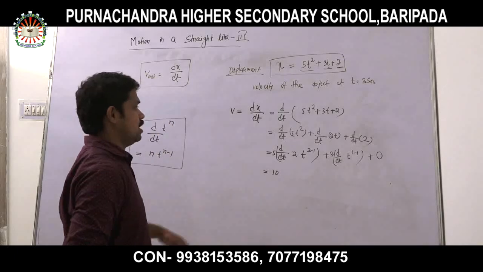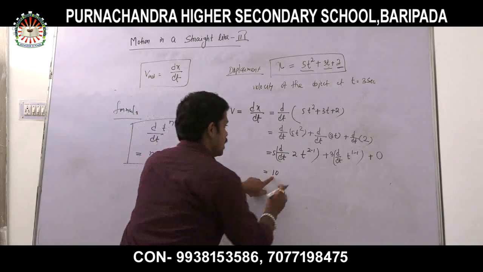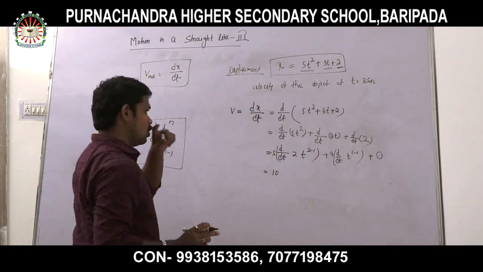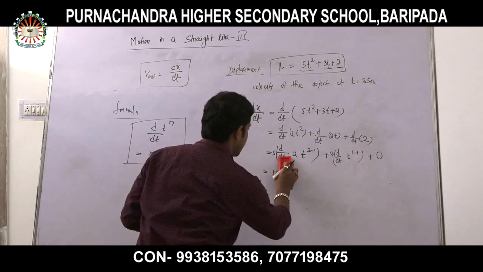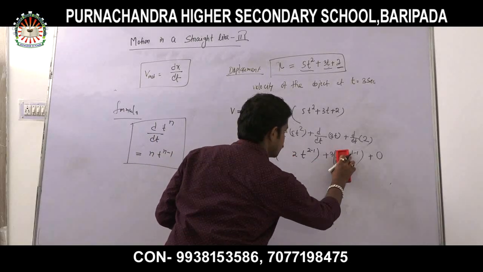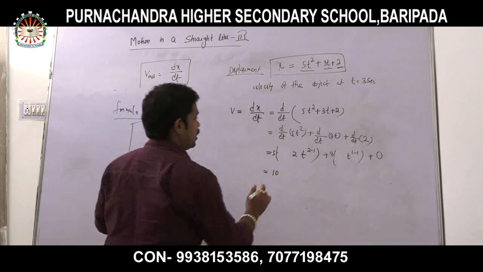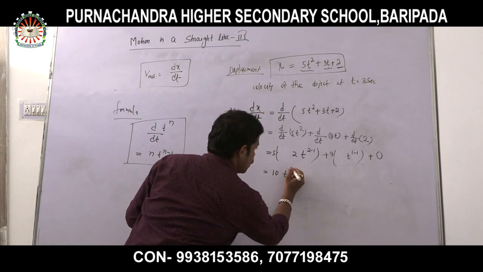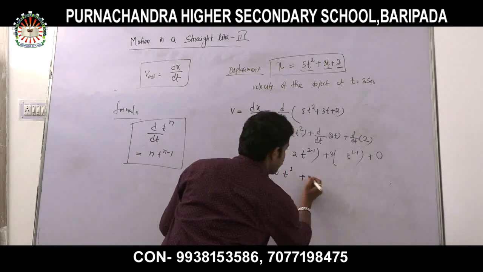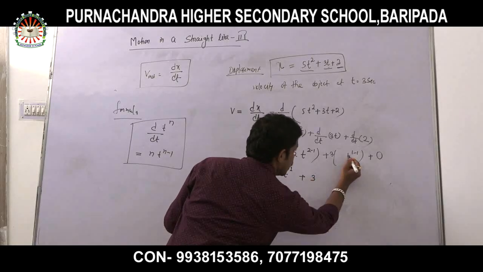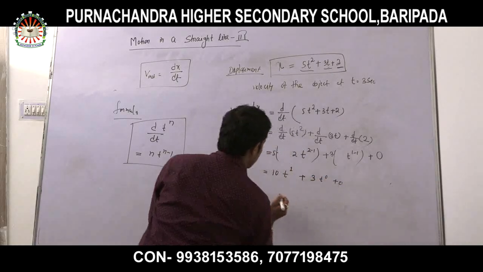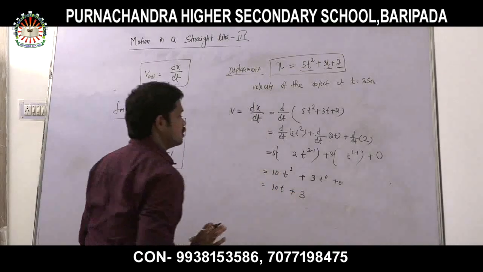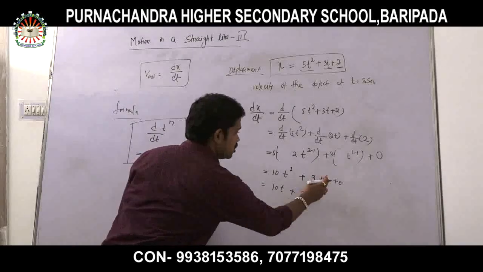So what is the value? 5 into 2 is your 10, and this is your t to the power 2 minus 1. Clear? So now the derivative we have already found out. Clear? So 10 t to the power 2 minus 1 means 10 t to the power 1, plus 3 t to the power 0, and this is 0. So 10 t plus 3, this much. Clear? Because t to the power 0 is 1.